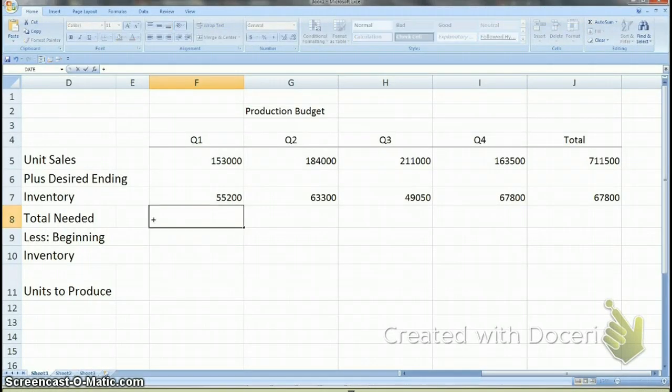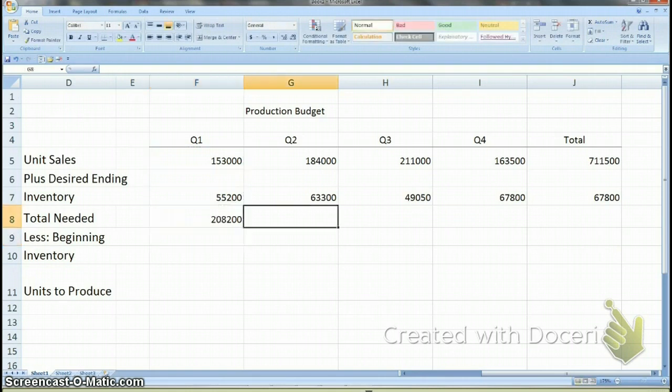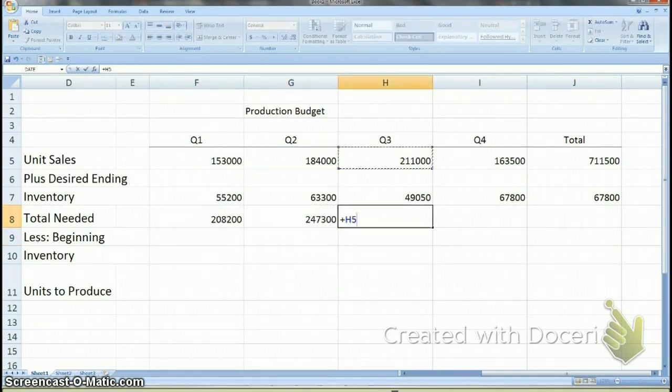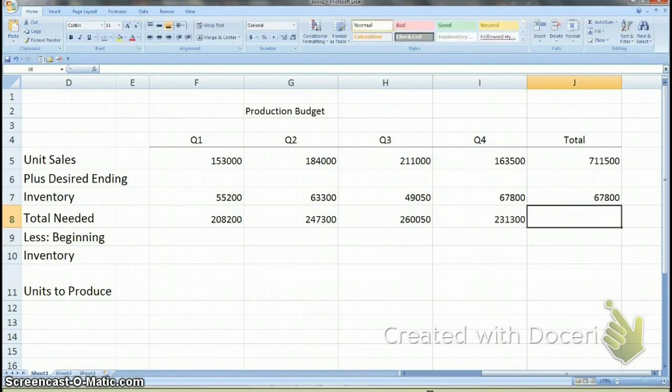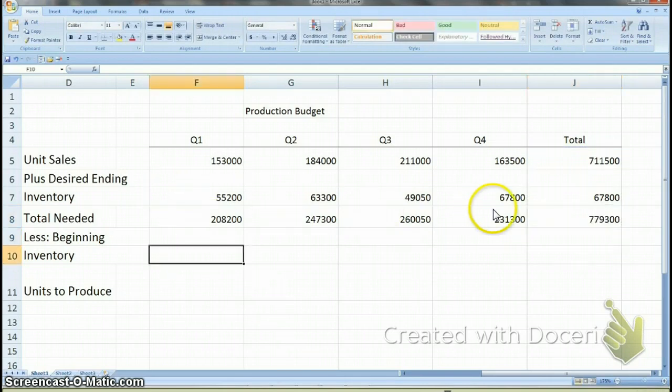Then the total needed for the quarter is calculated by adding your unit sales to your desired ending inventory for each quarter. So for quarter one, you're going to end up with 208,200. For quarter two, it's 247,300. Quarter three, you're just going to add these two rows, 260,050, and quarter four is going to be 231,300. So for the total needed, you can just add it across all these columns and end up with 779,300.